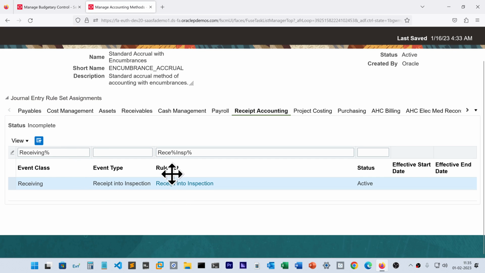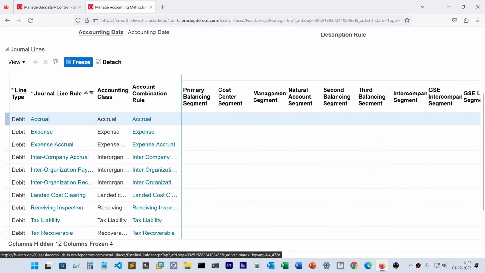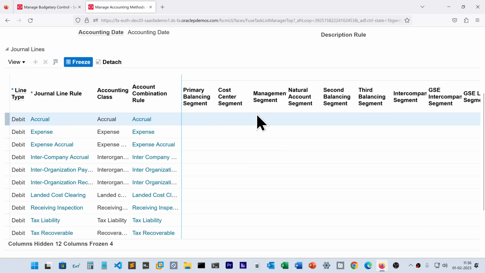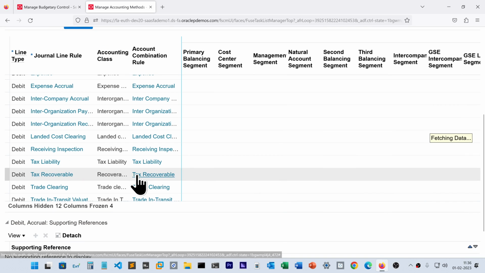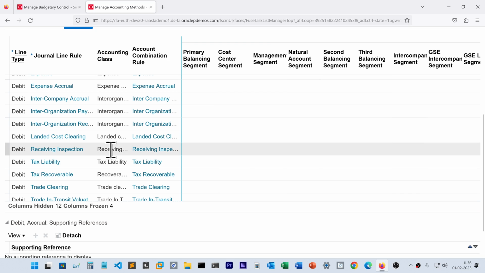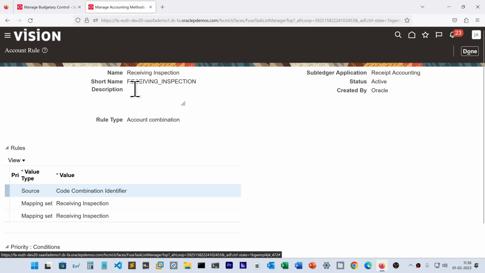Now if you see, this is a rule set. Let us open this rule set and scroll down. There are many journal line rules. You can see that accrual is accrual. Then receiving inspection is receiving inspection, and so on. Now let us select this one and go to this receiving inspection account combination rule. Open it. Receiving inspection. Now what does this relate to?